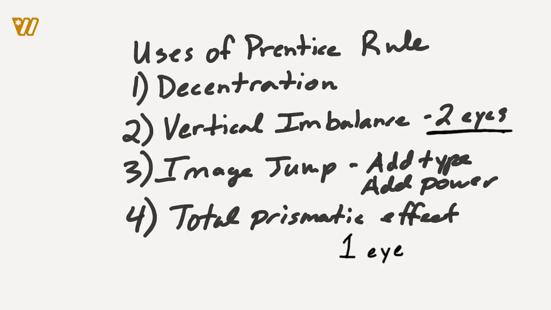The third way is going to be image jump, and all you need to know for image jump is 2 things: add type and add power. So we'll run an example of that. The last one is total prismatic effect, and all you need to know there is 1 eye. The key point there being 1 eye. So anytime you see any of these 4 in a problem, you're going to think, okay, all I know is that I'm doing Prentice's rule at some point in this problem. I can do this. Let's get into decentering.